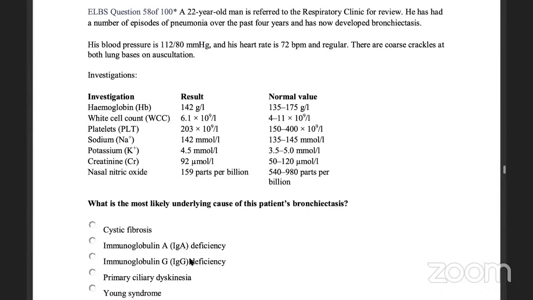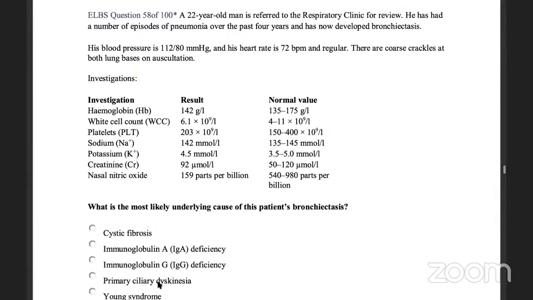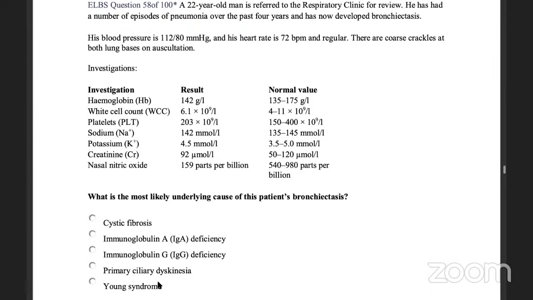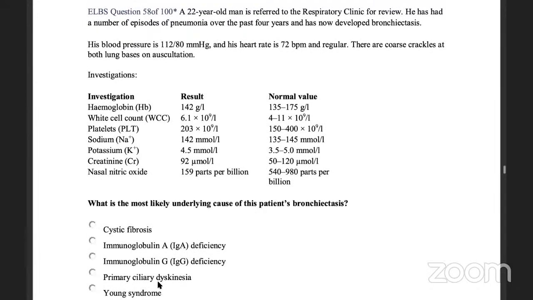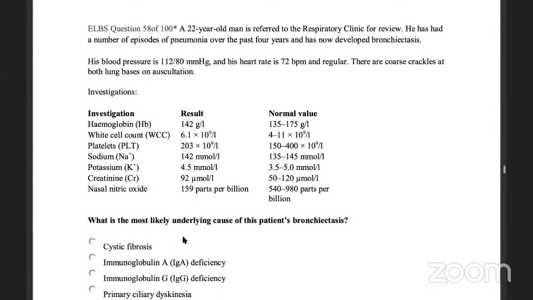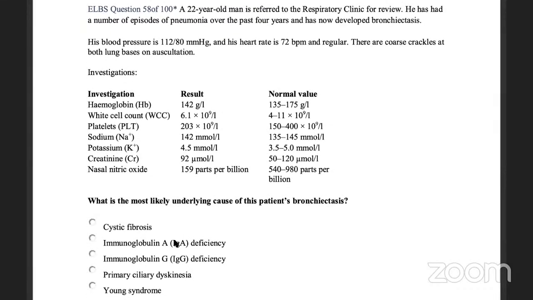Primary ciliary dyskinesia. Nasal nitric oxide is low. Nitric oxide is an investigation, but they didn't describe any systemic feature like this. Nitric oxide is low. Yes, primary ciliary dyskinesia.